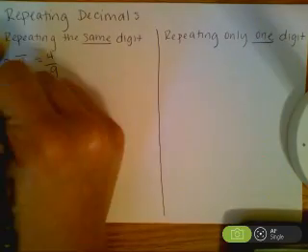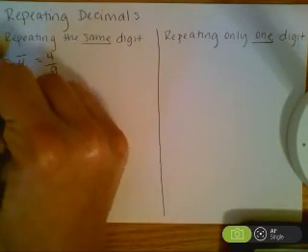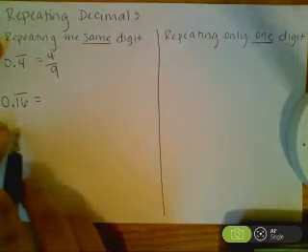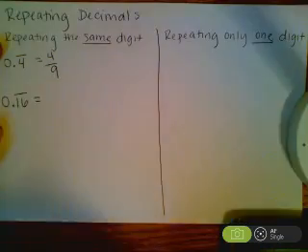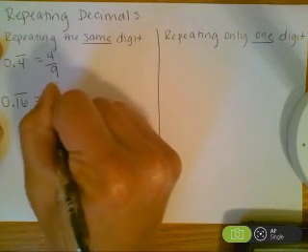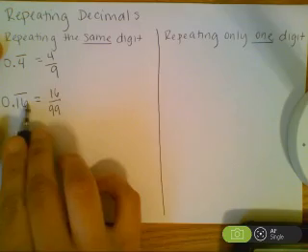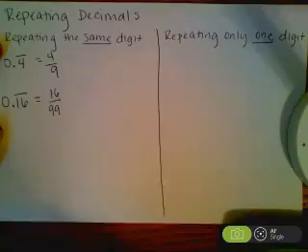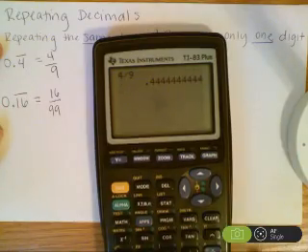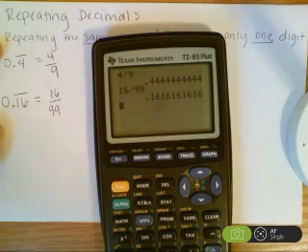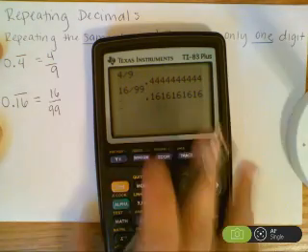If you have more than one digit repeating, for example, 0.16 repeating, if both the 1 and the 6 are repeating, it's over 99. Since there's two repeating digits, you put it over 2 9s. If you were to check, 16 divided by 99 is 0.16 repeating.